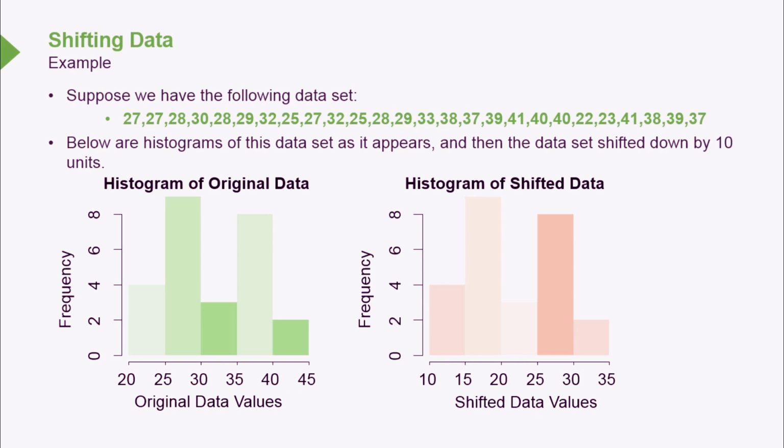Suppose we have the data set that you see in green. Below our histogram, on the left-hand side is a histogram of the data set as it originally appears, where we have a bimodal distribution centered right around 30 or 35. What if we shift the data set down by 10, which means we subtract 10 from every observation? Then if you notice, the shape of the histogram is exactly the same on the right as it is on the left. But if you look at the values on the x-axis, what you see is that the center is now around between 20 and 25 instead of between 30 and 35. So the center of that distribution has been shifted down also by 10 units.